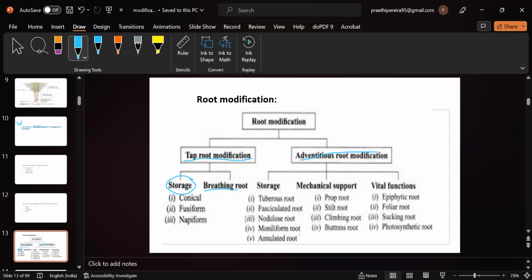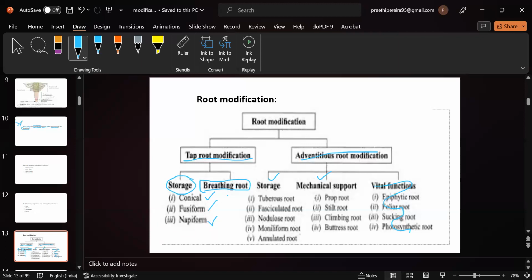And there are breathing roots. Roots breathing नहीं करते हैं, leaves करते हैं breathing. But now roots are also showing breathing. We will see. Adventitious root, one function is storage, और एक है mechanical support. This is not required. Vital functions नहीं है, तो ये part नहीं है. For storage of taproot, we have conical types of root. एक conical है, एक fusiform है, एक napiform है.